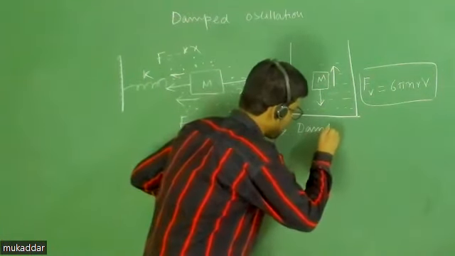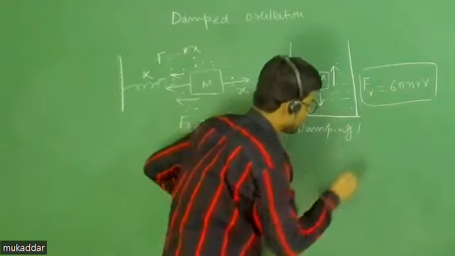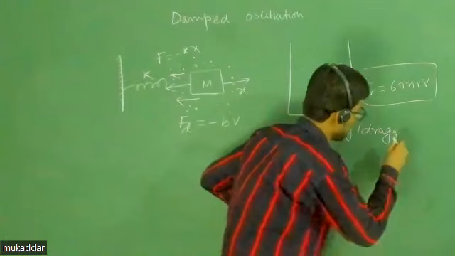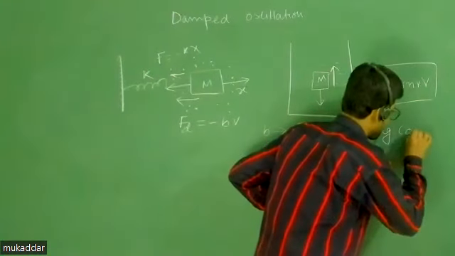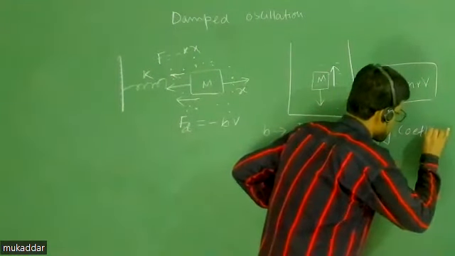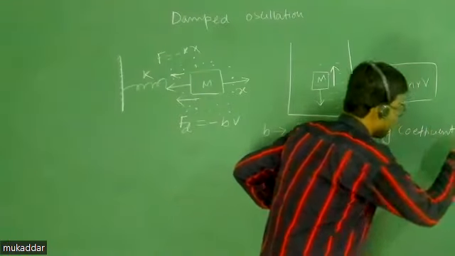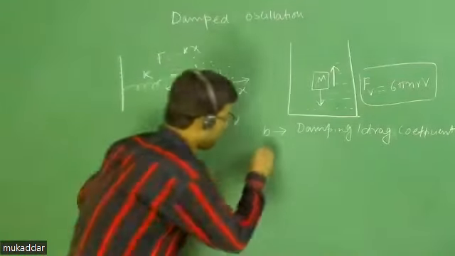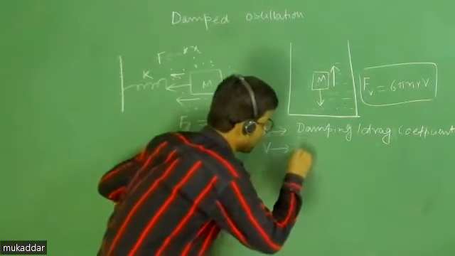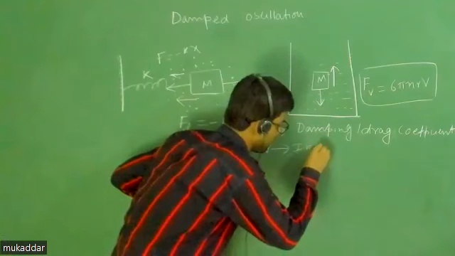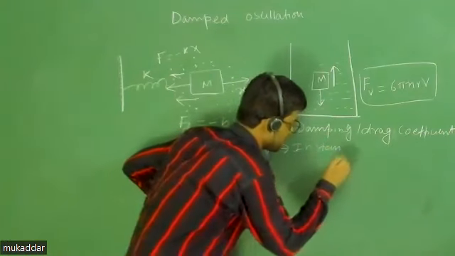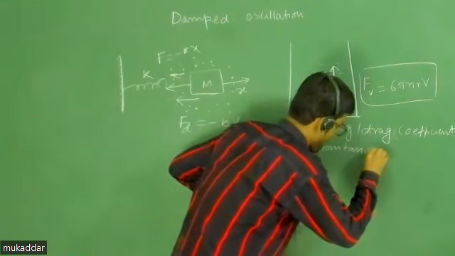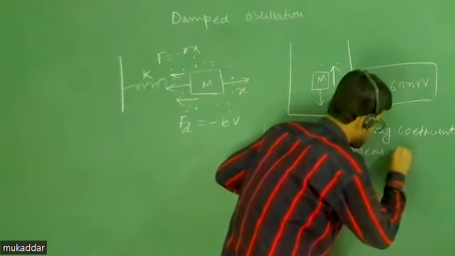the damping or drag coefficient. It is called the damping or drag coefficient. And v is called what? v is actually the instantaneous velocity.